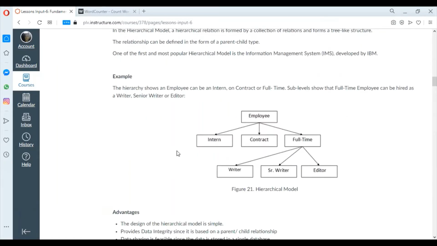So we have here an example under figure 21. The hierarchy shows an employee can be an intern, a contract, or a full-time employee. Sub-levels show that a full-time employee can be hired as a writer, senior writer, or an editor.